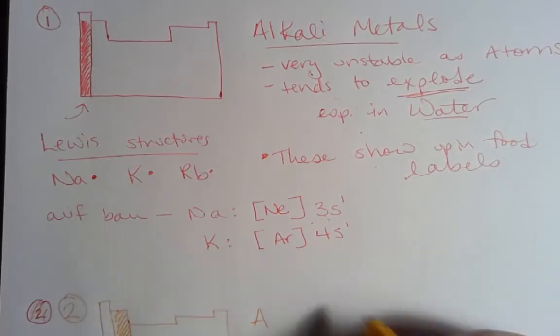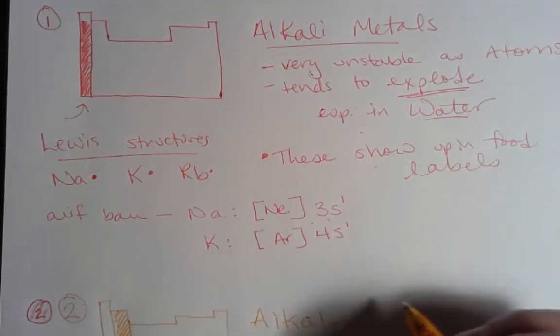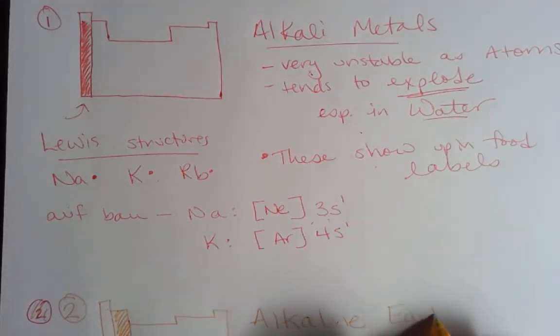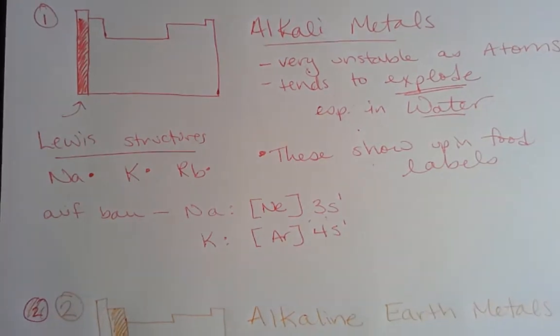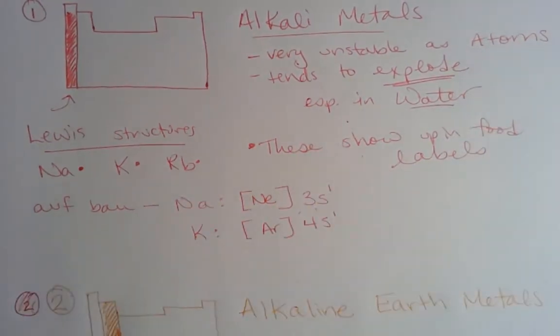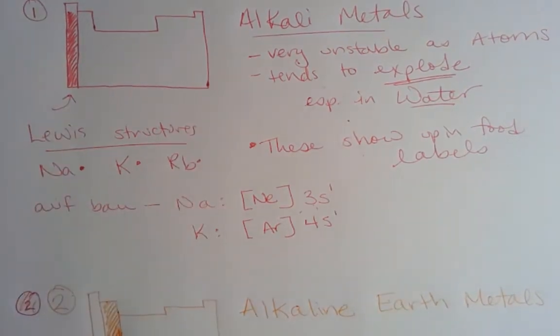Group 2 is the alkaline earth metals. Okay, and things that might help you remember the difference here: your alkali metals, alkali is 1 word, that's group 1. Alkaline earth is 2 words, that's group 2. So they really are similar to each other, groups 1 and 2, in a lot of ways and different in some other ways.